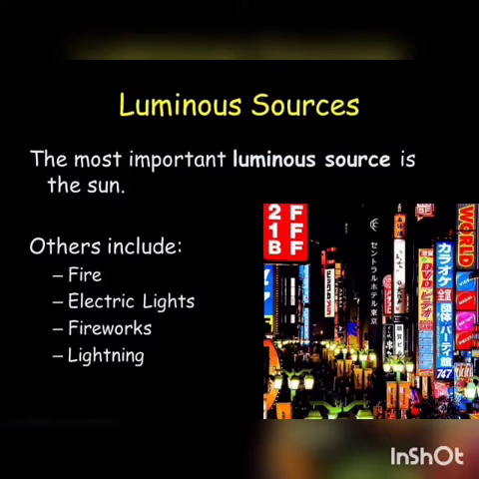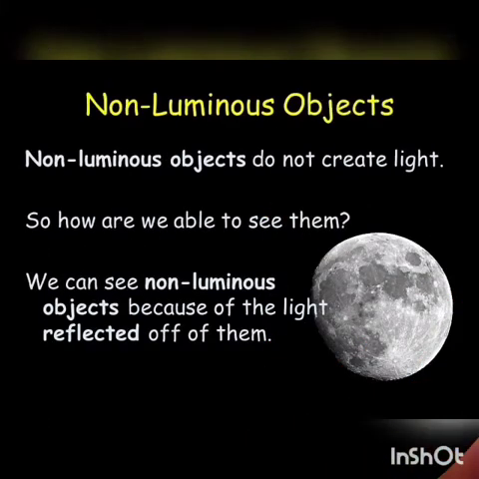So let us talk about the luminous sources first. Luminous sources are the sources of light which emit their own light. They do not need any external source which provides them light. They have their own light. The most important luminous source on this earth is the sun. And why is it important? Because only with the help of sunlight the plants are able to perform photosynthesis and we are getting oxygen.